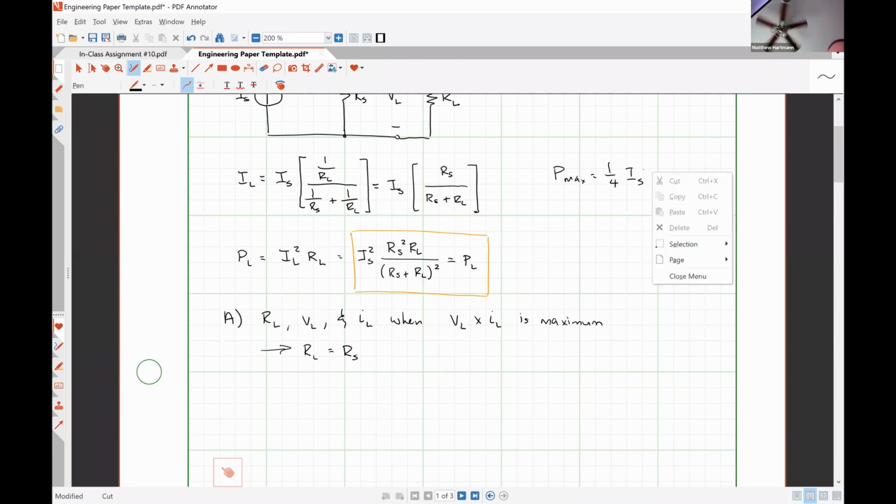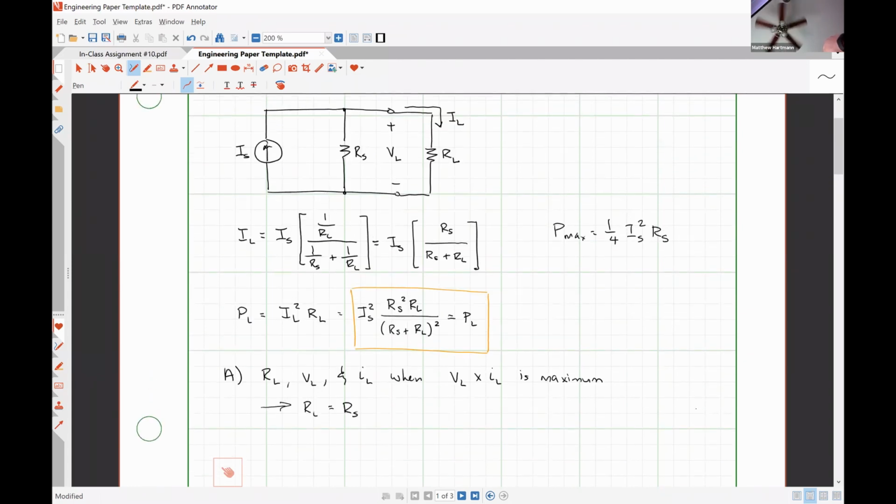IS squared times RS. Okay. So under the assumption that RL is equal to RS, what value would VL have?